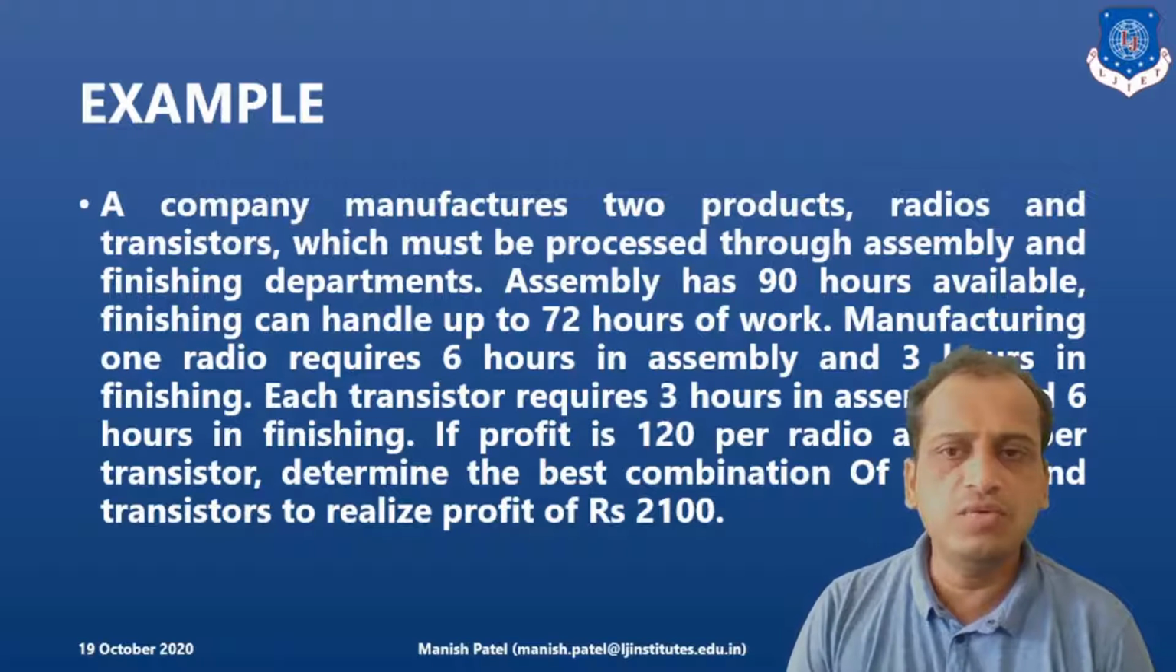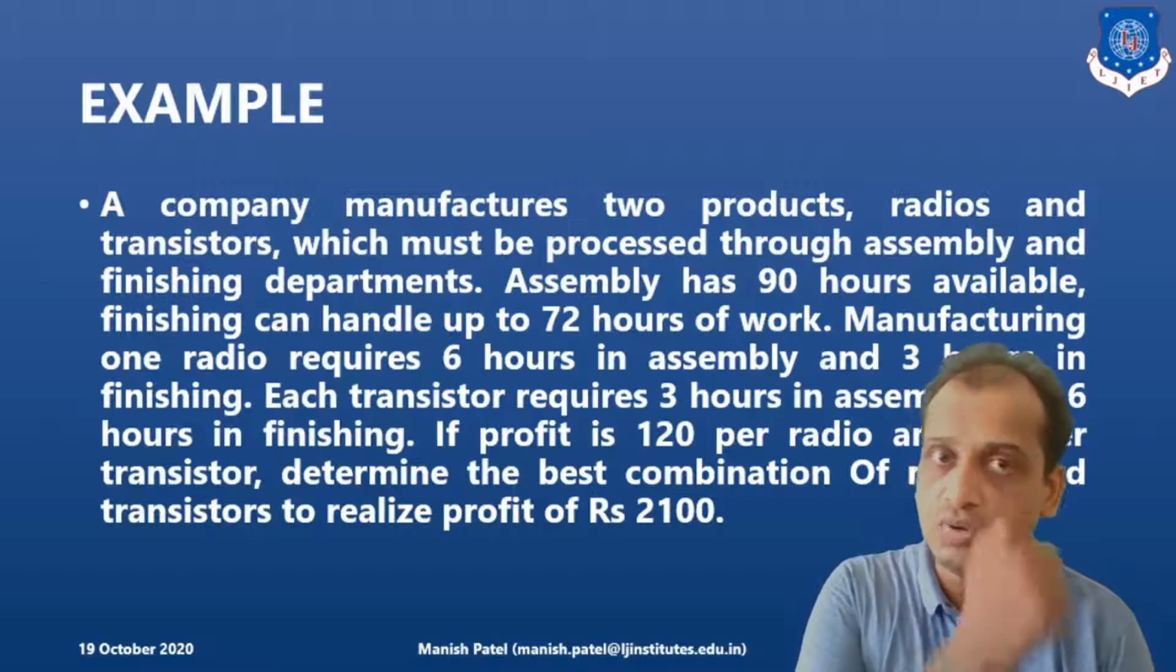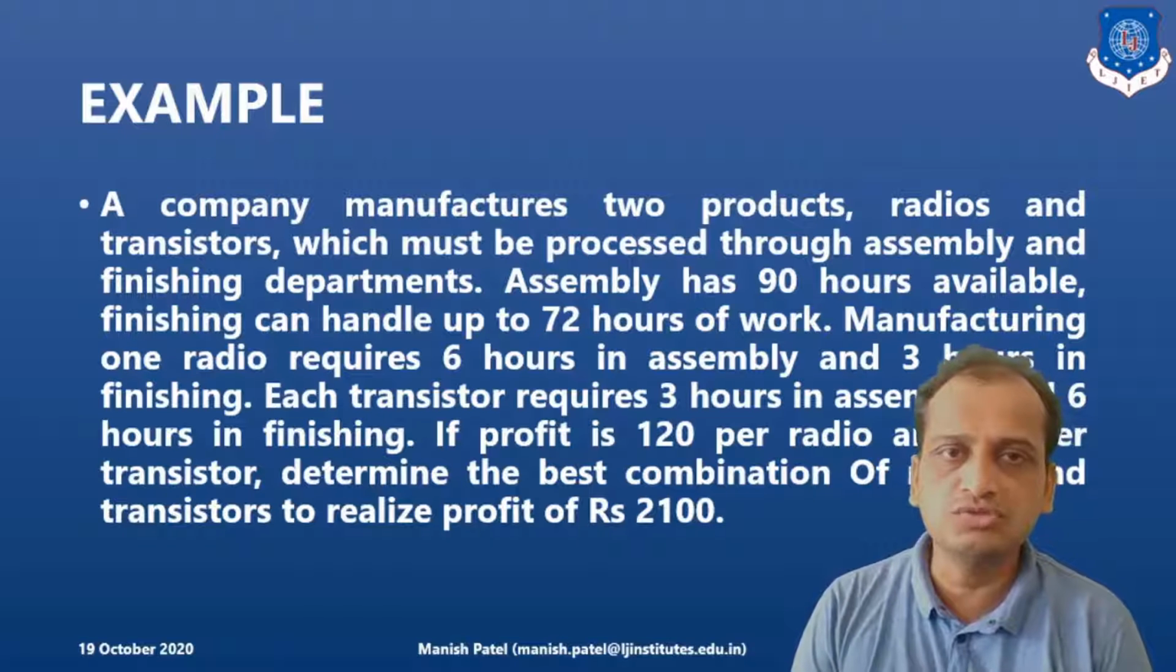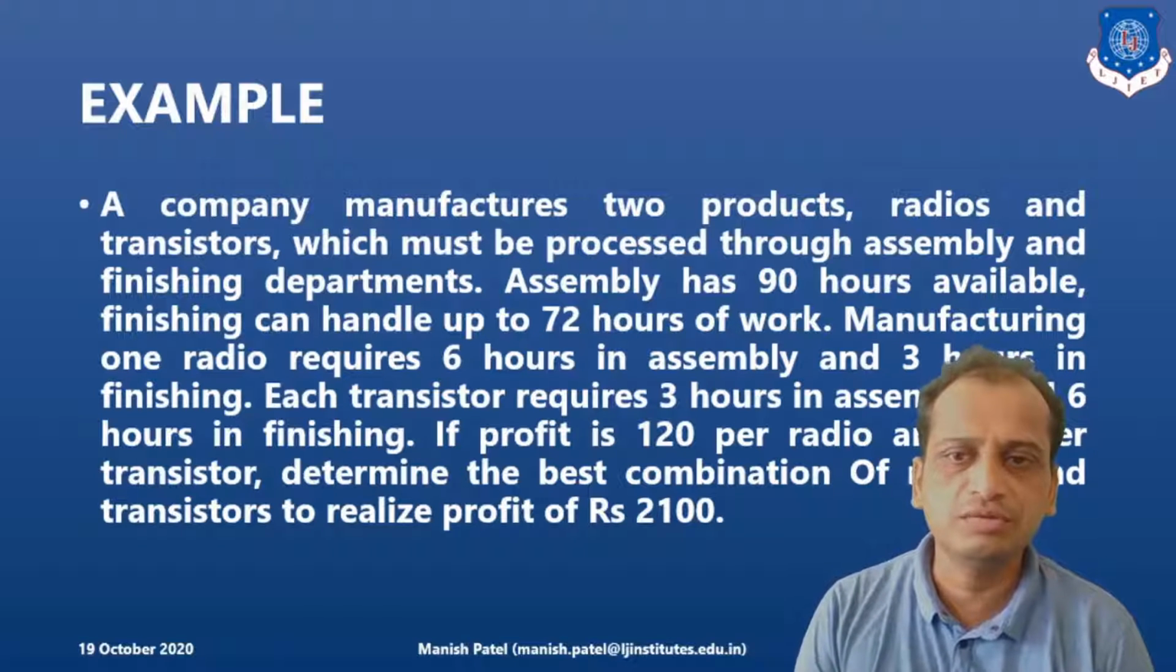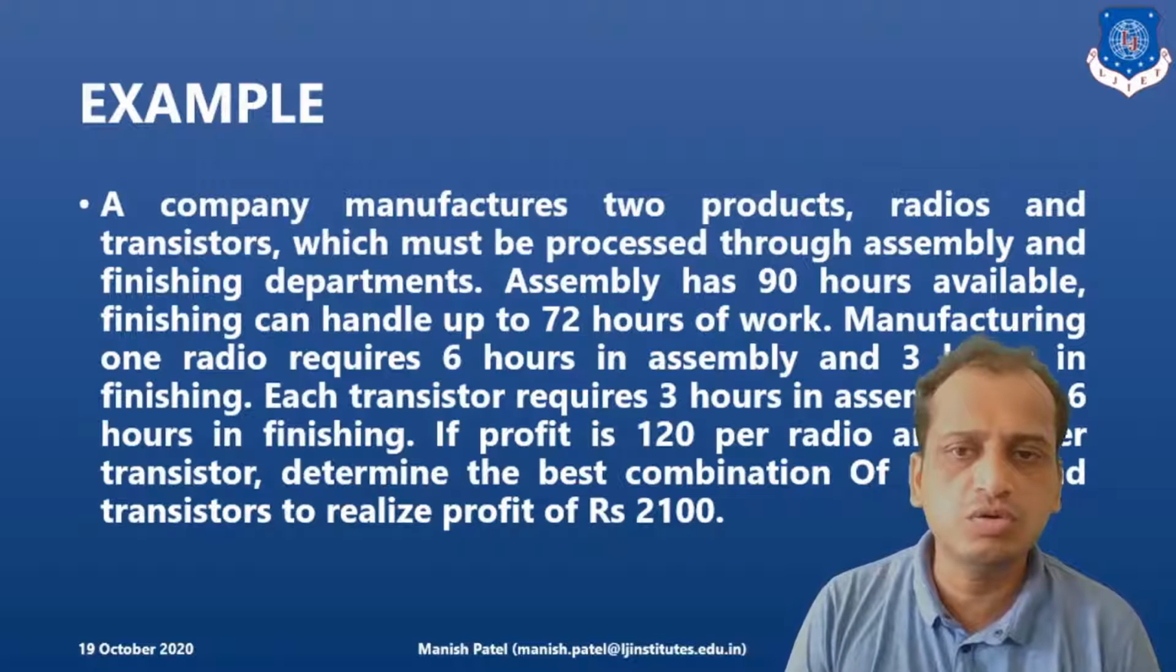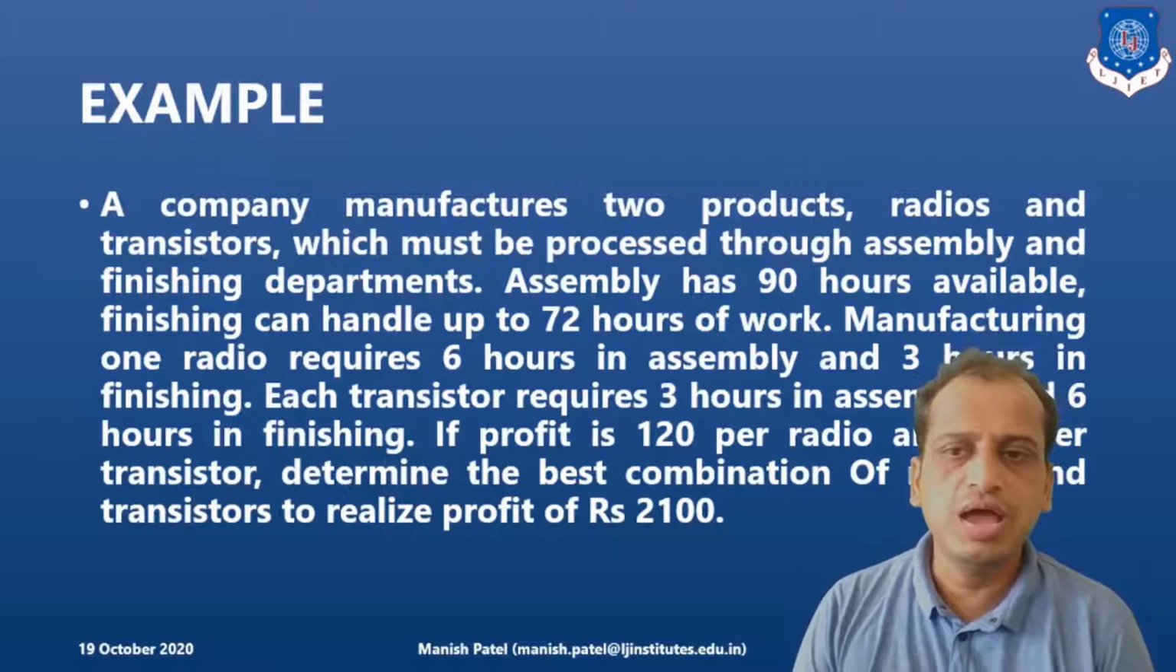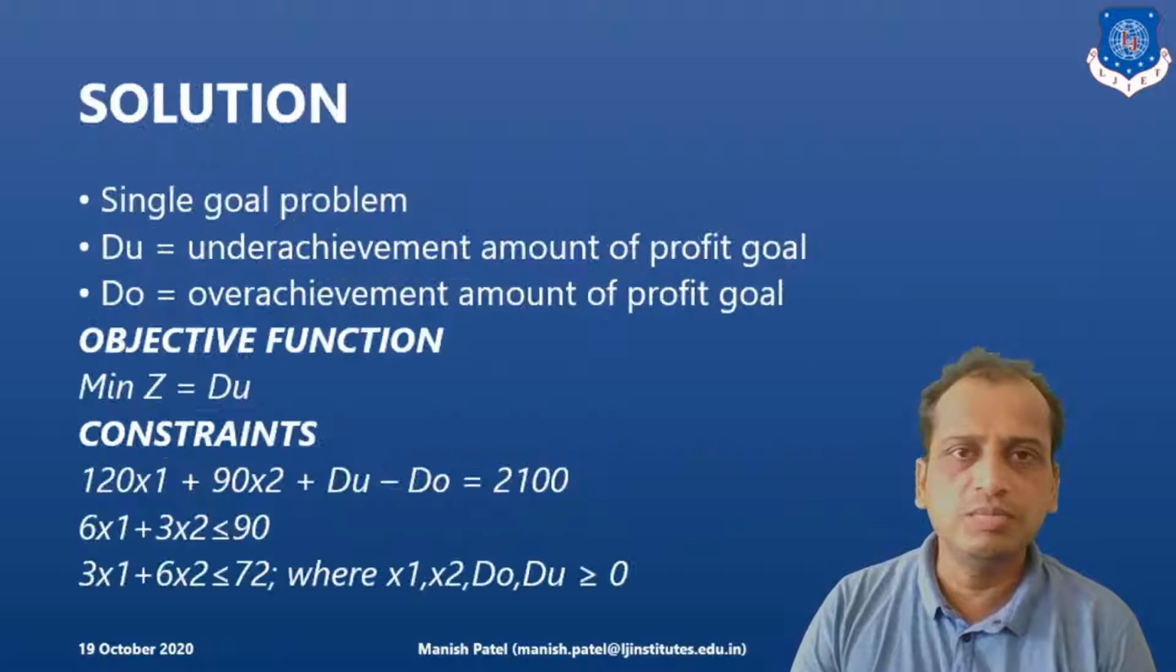If profit is 120 per radio and 90 per transistor, determine the best combination of radios and transistors to realize a profit of rupees 2100. So here the company has a specific goal of rupees 2100 of profit. Again, for the radio, you have a profit of 120 rupees, or you can take any unit, and 90 per transistor. So let's formulate the problem.